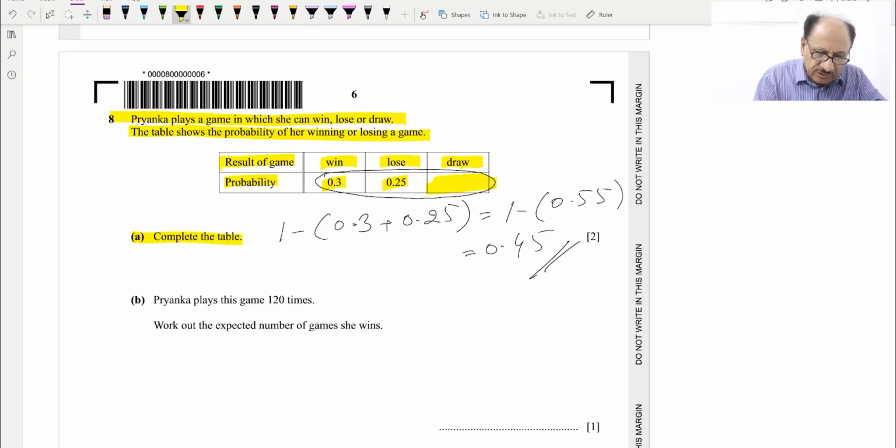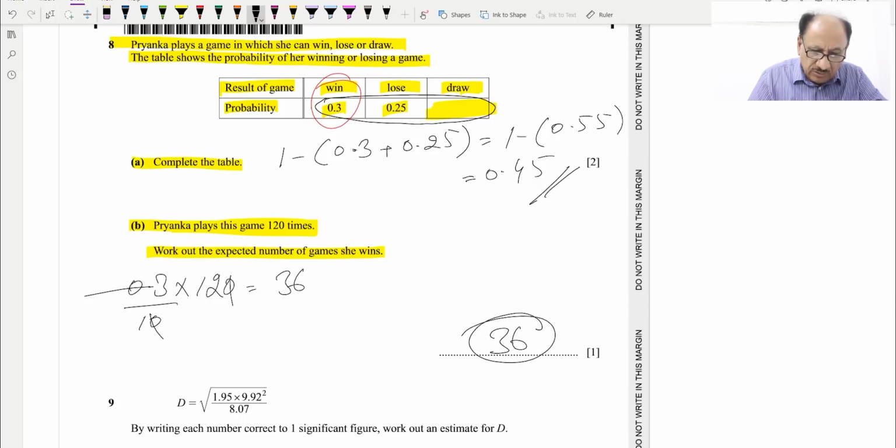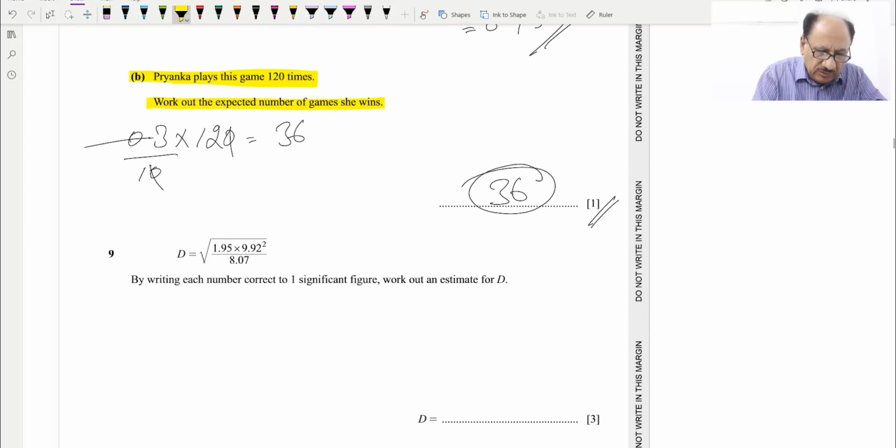Now the B part says Priyanka plays this game 120 times, work out the expected number of games she wins, and the winning probability is 0.3. So we can write 0.3 multiplied by 120, and we can get rid of this decimal, and then the 0 will be cancelled, and this will be 36. So 36 will be the answer for this 1 mark question. And the next question, number 9, is where square root values are given.